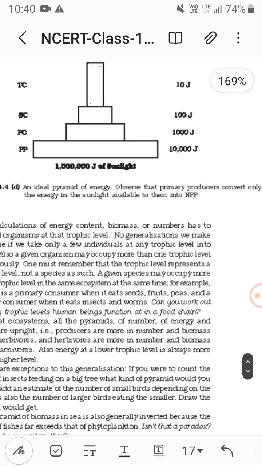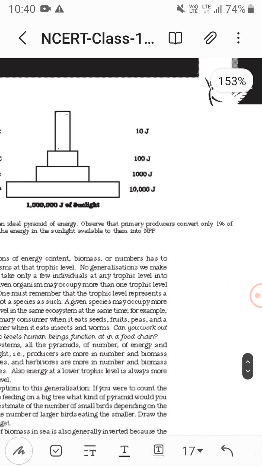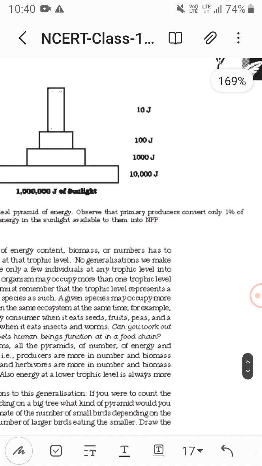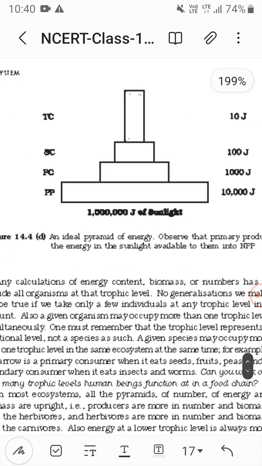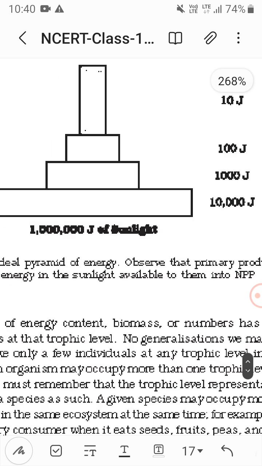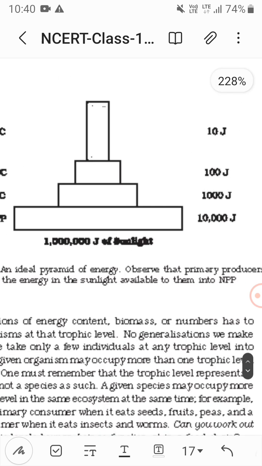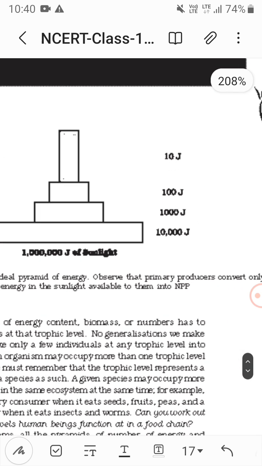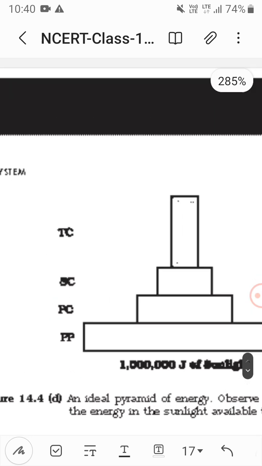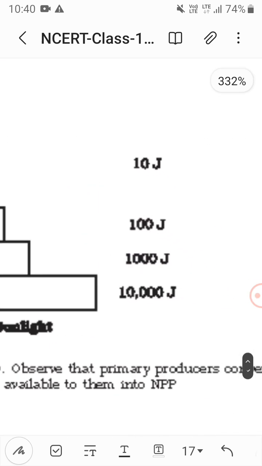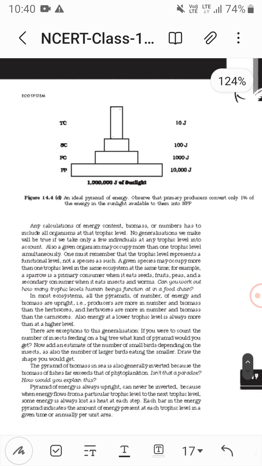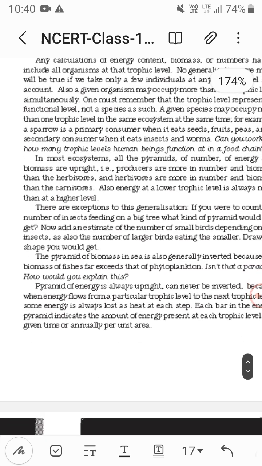Now an ideal pyramid of energy. Observe that primary producers convert only 1% of the energy in the sunlight available to them into NPP. So the producer converts only 1% to NPP. Only 1% is converted by the primary producers, then primary consumers, then secondary consumers, then tertiary consumers. You see 10,000, then 1,000, then 100, then 10, then 0.1, then 0.001.